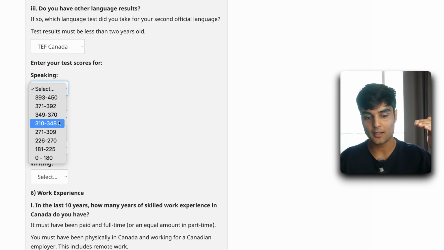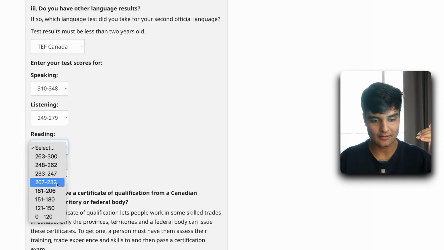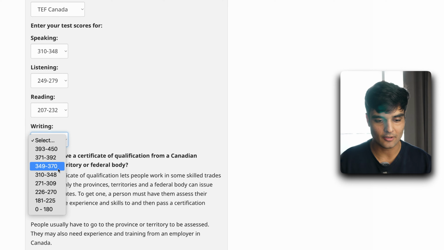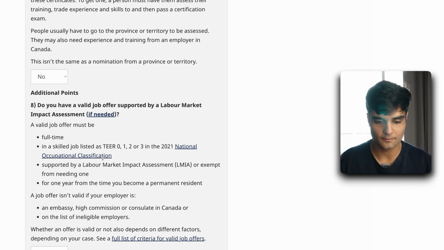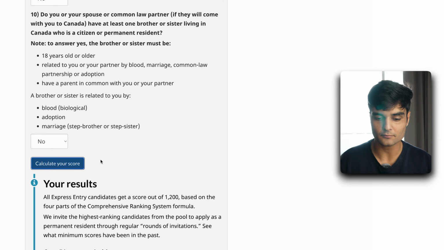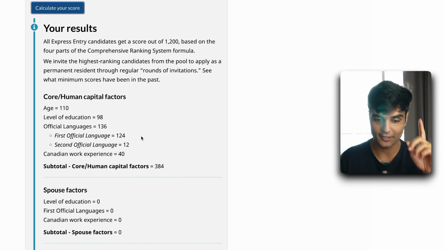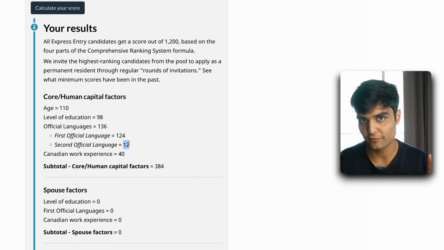You have to select the middle range because this is going to be our NCLC 7 in speaking, NCLC 7 in listening, NCLC 7 in reading, and NCLC 7 in writing. Okay, so middle bar in all the bars which was there for each aspect. Now if we calculate the score, first thing you will see is that we got 12 extra points for second official language.